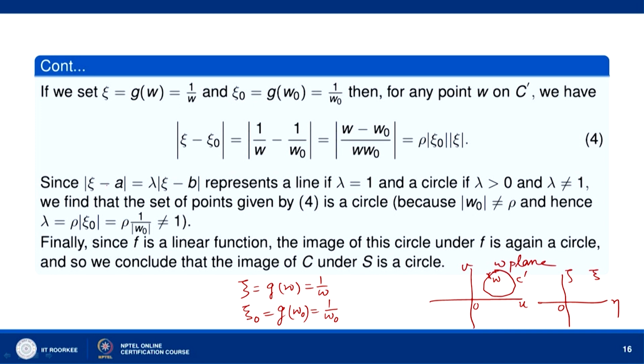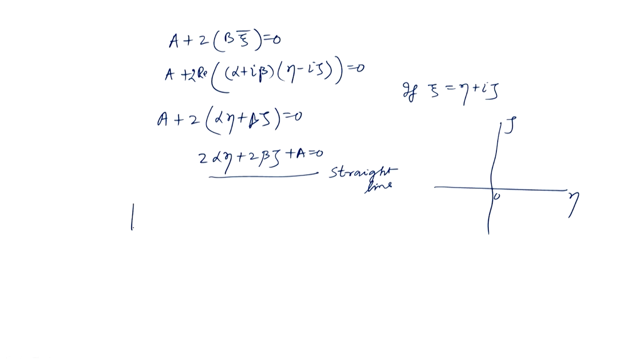Now, let us look at the equation mod of xi minus a equal to lambda times mod of xi minus b. It is known that mod of xi minus a equal to lambda times mod of xi minus b represents a line if lambda equal to 1, and it represents a circle if lambda is greater than 0 and not equal to 1. This is very simple, we can easily prove this. So, let us suppose we have mod of xi minus a equal to lambda times mod of xi minus b. Xi is equal to eta plus i zeta, and a we can take as alpha 1 plus i beta 1, and b we can take as alpha 2 plus i beta 2.